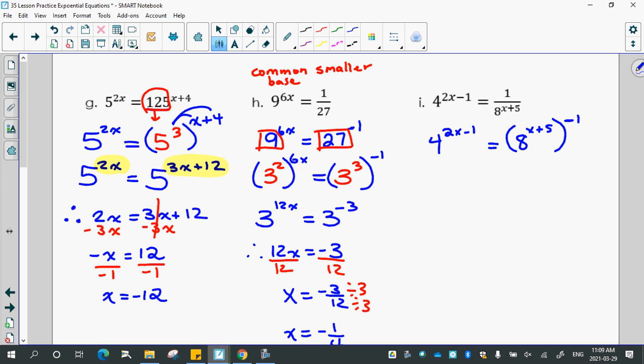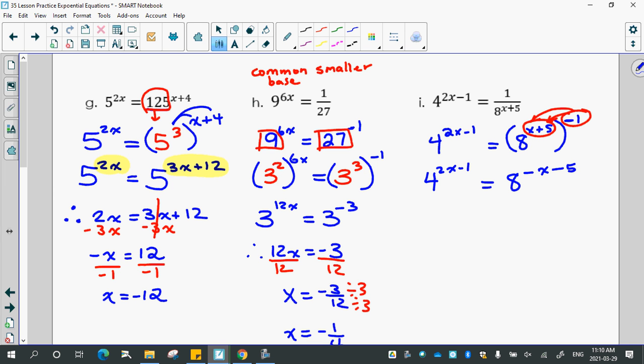And then before I even worry about common bases or anything, I want to do this power to a power. So I have to multiply these exponents together. So you can use the distributive property like that. So you get 4 to the 2x minus 1 equals 8 to the negative x minus 5. You have to distribute that negative 1 through both pieces of the exponent. Okay?